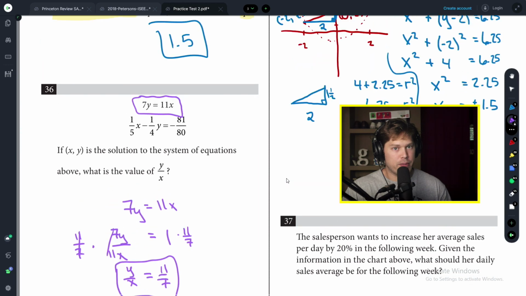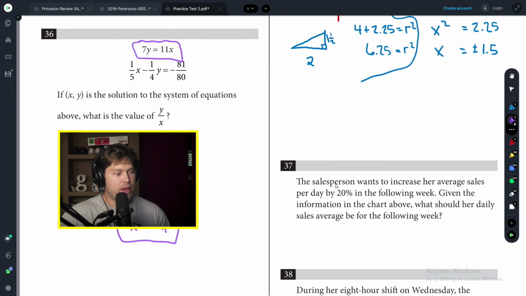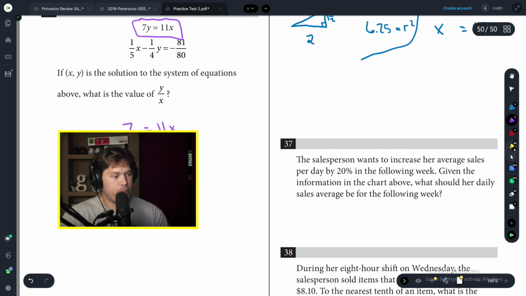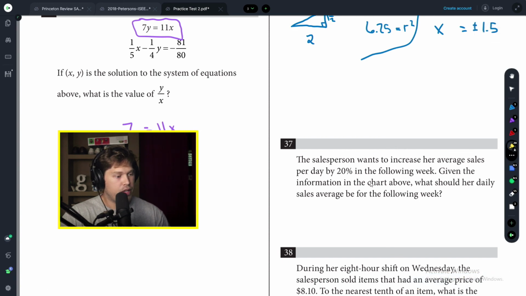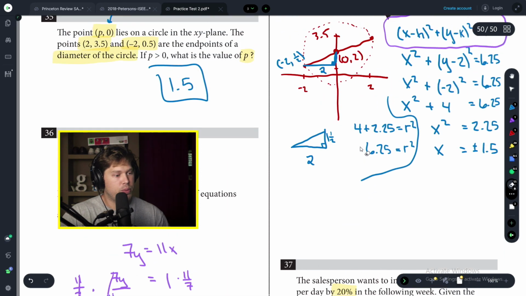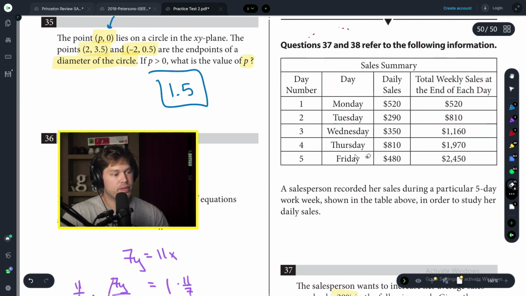Just two more problems. Let me move myself back over. Number 37. The salesperson wants to increase her average sales per day by 20%. Given the information in the chart above, what should her daily sales average be for the following week? I'm going to have to erase all this work in the circle problem, so we can see our chart that I had covered up.